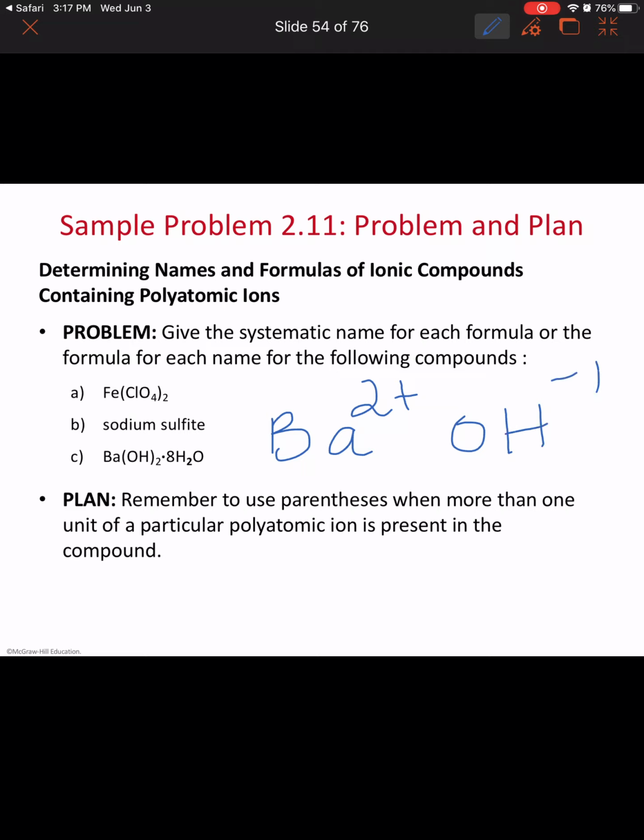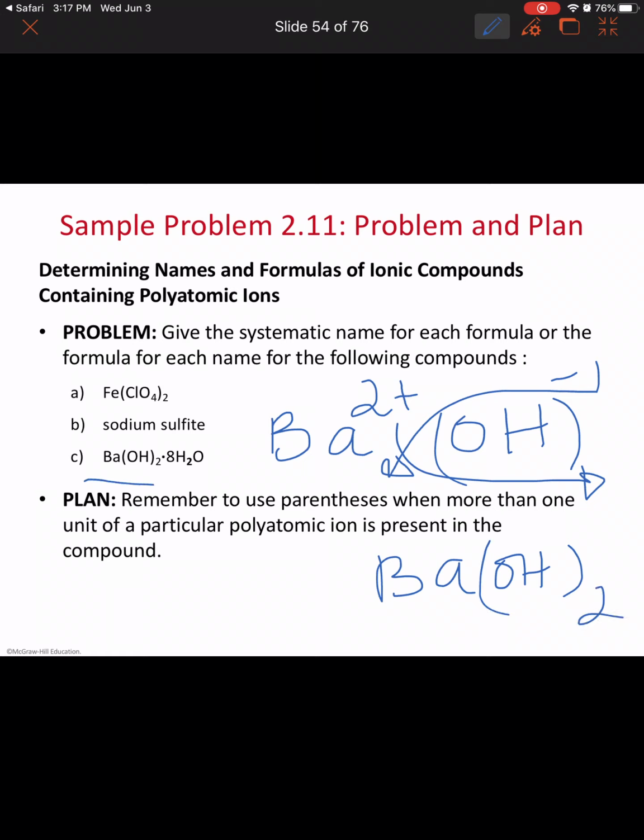So those are the two ions, right? And then when you crisscross, the formula is already given. I'm just showing you how the formula came. Okay, so there are two hydroxide because 2 goes here, 1 comes there. So barium hydroxide formula would be Ba(OH)2. So that's what's given here.